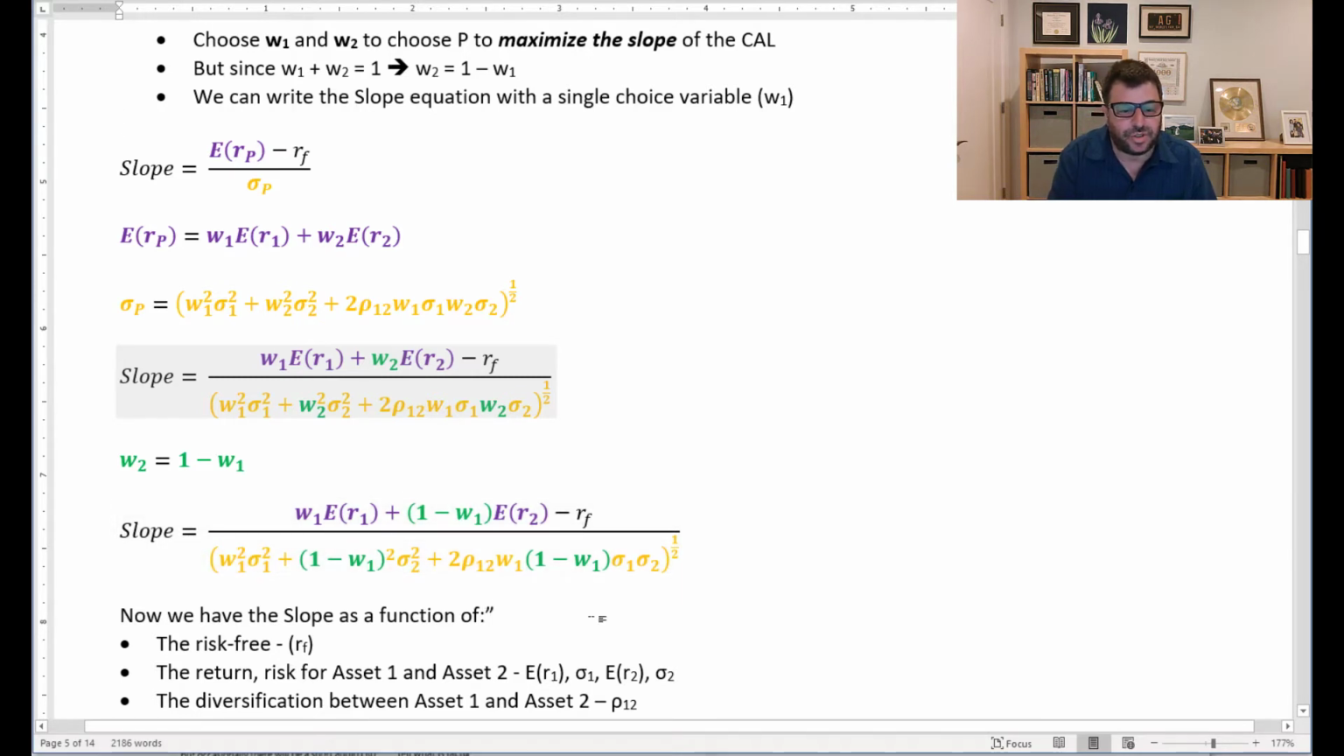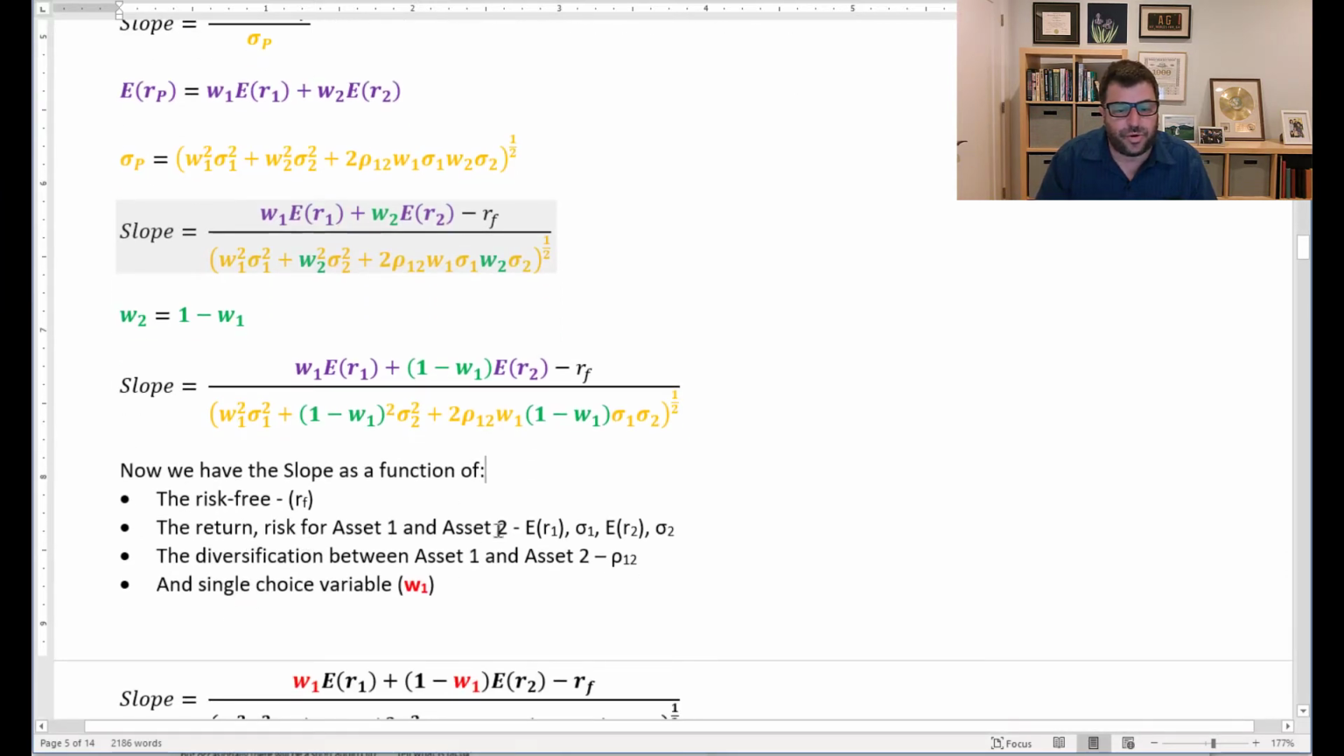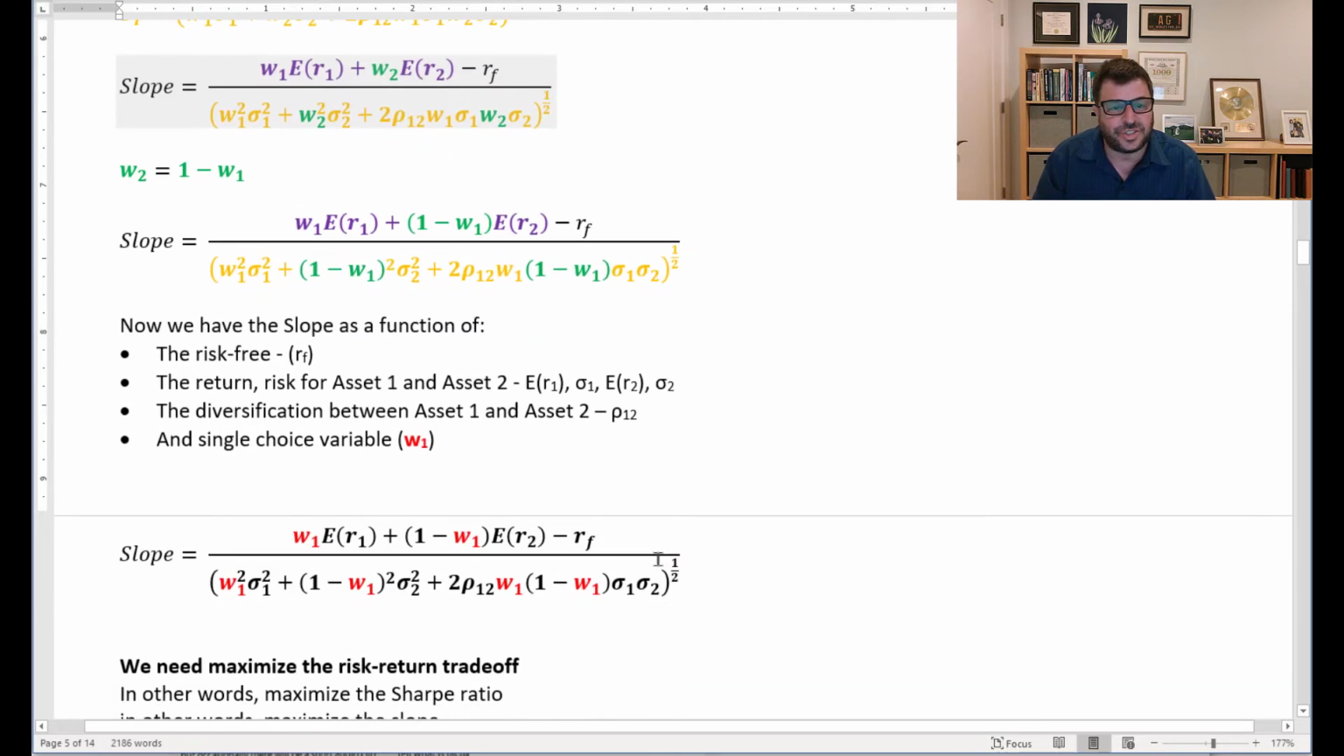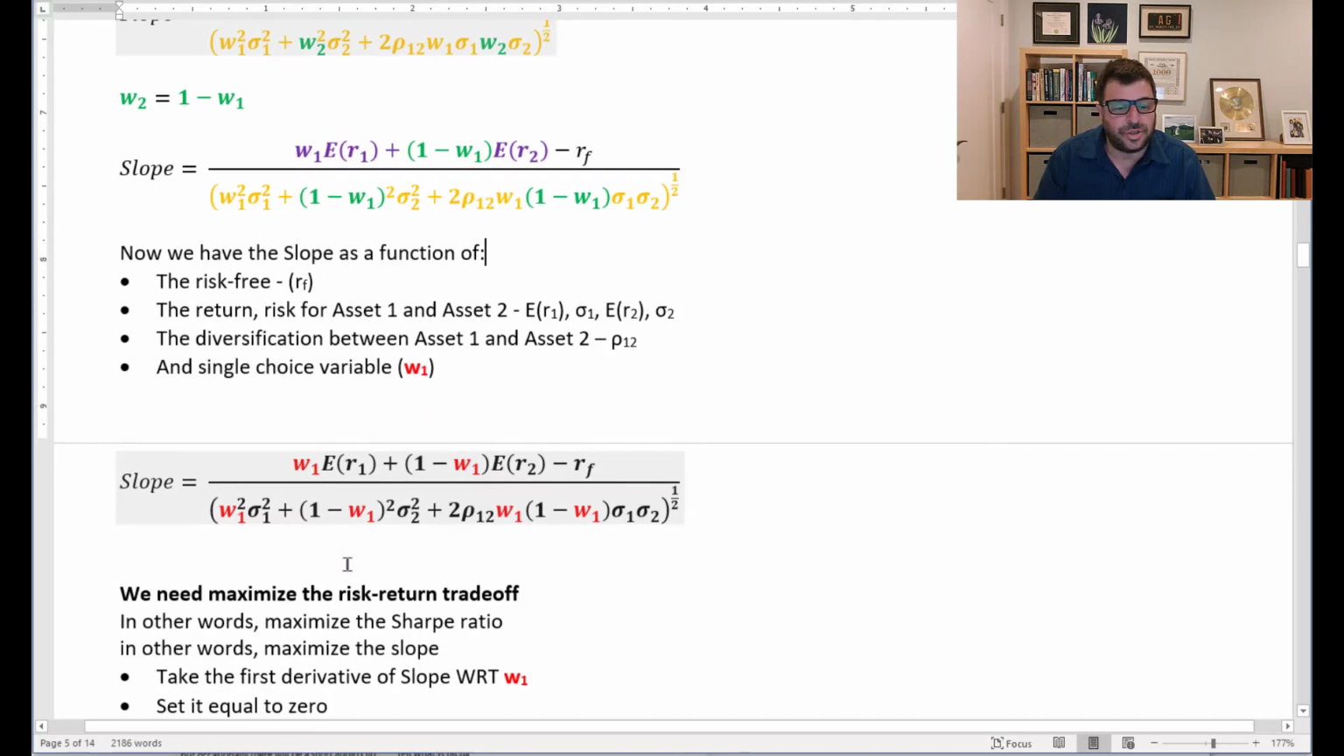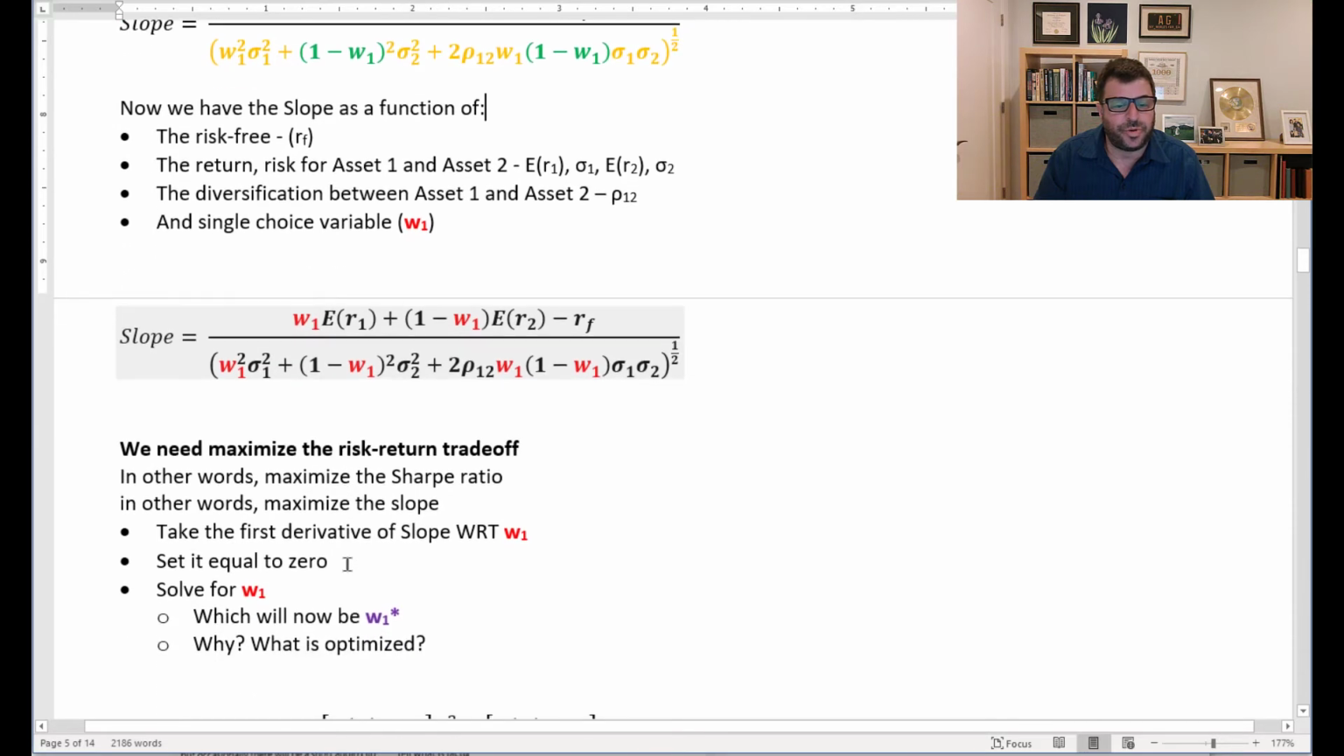So now we have the slope as a function of the risk-free rate, the return and the risk for assets 1 and 2, and the diversification between assets 1 and 2, the correlation coefficient. And we have this as a function of a single choice variable. So I've just rewritten this equation with just a single choice variable in red. And we need to maximize the risk-return trade-off. In other words, we need to maximize the slope, or the Sharpe ratio.